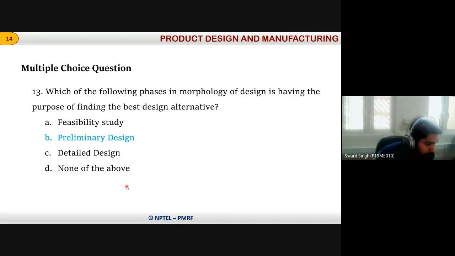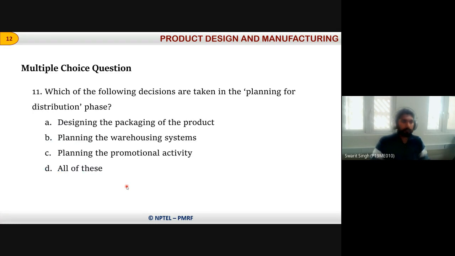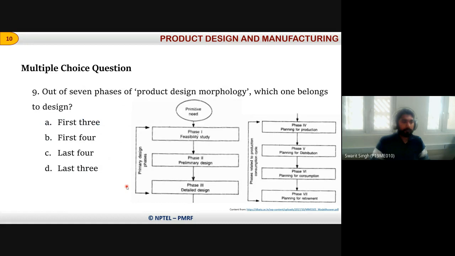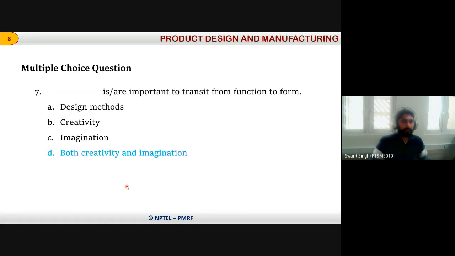Raise Krishna says, sir, could you go to question number 7 once again. Okay, I'm going to question number 7. Question number 7 is this: what are important to transit from function to form? If you downloaded the lecture slide, this is just a statement there, and I have copied it from there. It says both creativity and imagination are required for transiting from function to form.